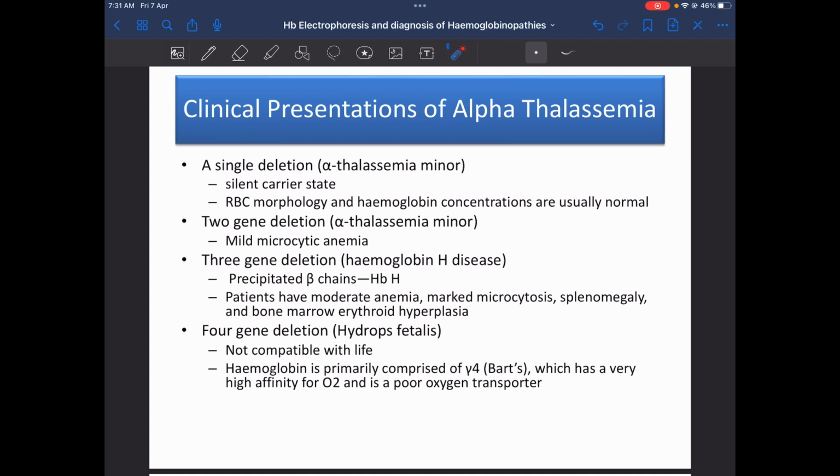that I did not mention earlier is that in hemoglobin H disease, the symptoms that you have are not just anemia. You're going to have marked microcytosis, splenomegaly, and bone marrow erythroid hyperplasia. Now, why the hyperplasia is because, again, you have anemia, you have RBCs that are being destroyed. Why do you have splenomegaly is because the destroyed red blood cells are going to lead to an overworking spleen, hence it will enlarge.